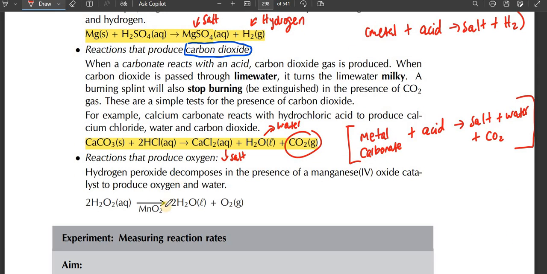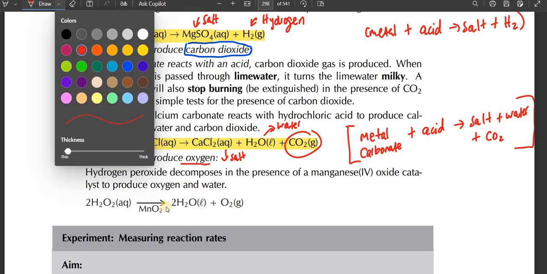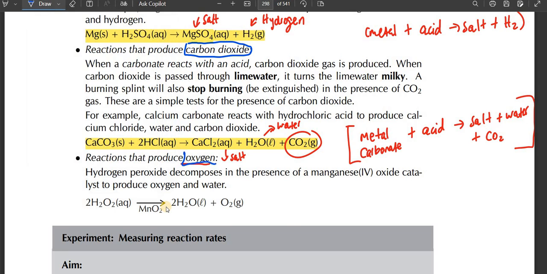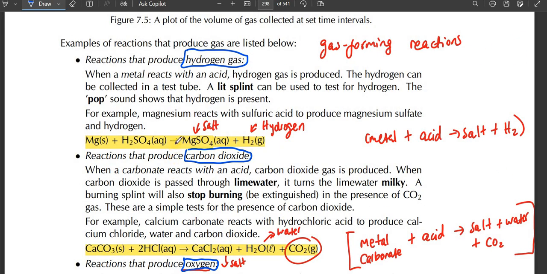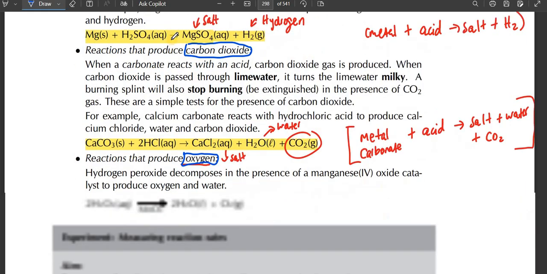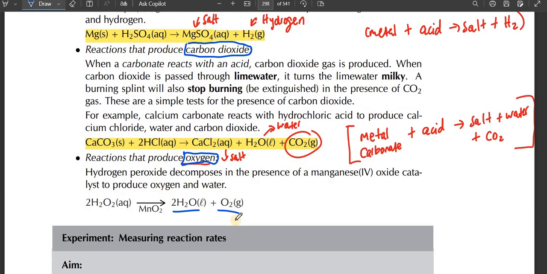And then we have lastly the reactions that produce oxygen. Which one is it? This is the one here whereby you have hydrogen peroxide, which decomposes to form water and oxygen. So when they give you reactions, especially where they are collecting the gas, it will be one of these three. So just watch out for that.